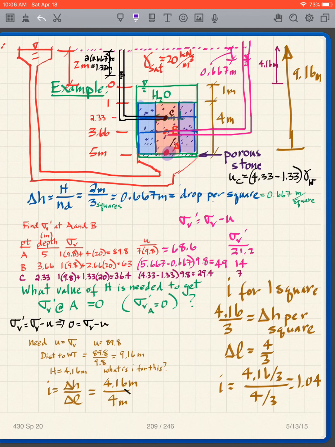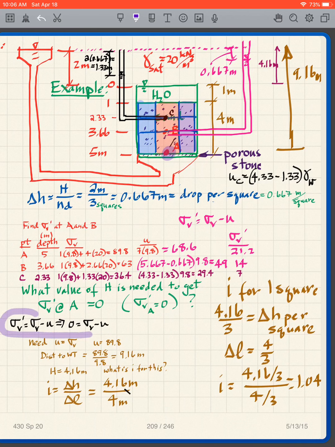Okay, so a question. We now have a pretty good understanding of what's going on in this. What we want to know is what value of H is needed to get sigma V prime at point A equal to 0. How would I get my sigma V prime at point A, which right now is 21.2, to 0? What's got to happen?